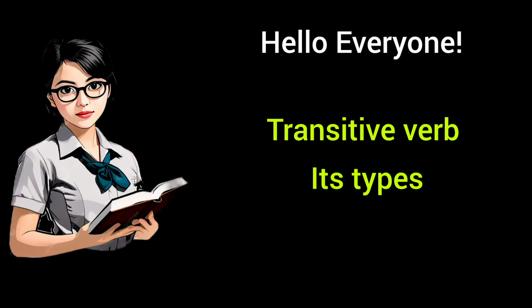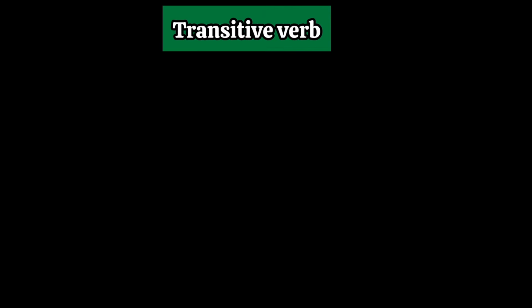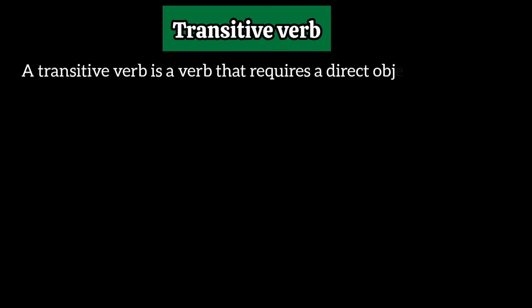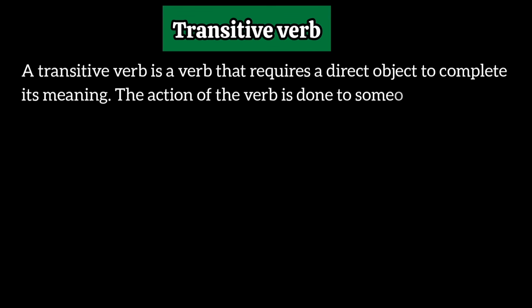I guarantee you that after watching this video, you will know all about transitive verb. Let's first learn a transitive verb. It can be defined as a transitive verb is a verb that requires a direct object to complete its meaning. The action of the verb is done to someone or something. This is a very interesting and easy definition. You should keep in mind because it helps you understand it clearly.